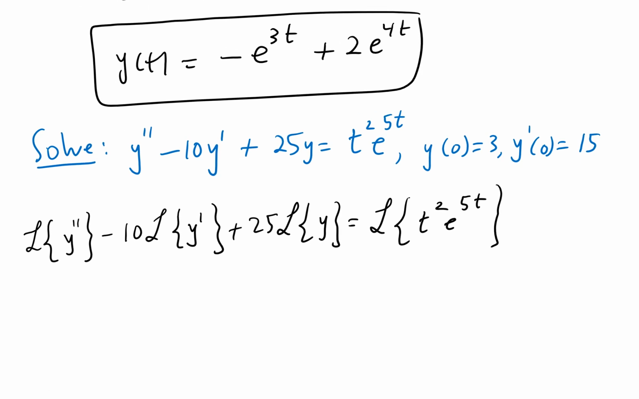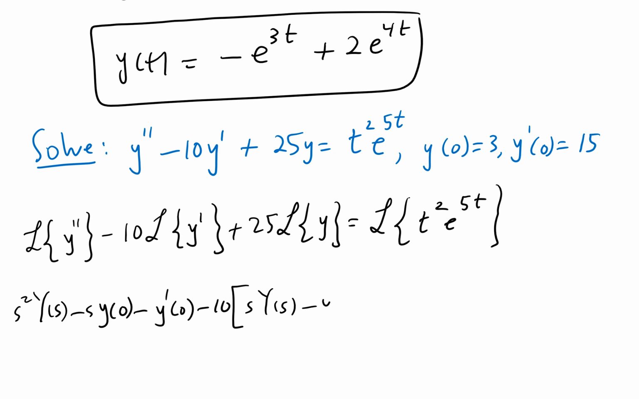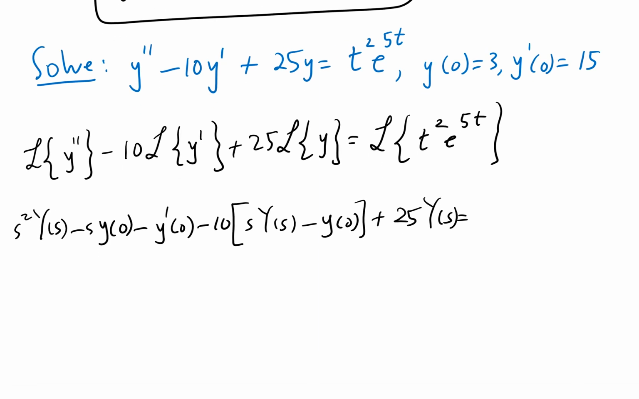Now, the Laplace of y double prime, we told you earlier, is s squared capital Y of s minus s y of 0 minus y prime of 0, minus 10 bracket, the Laplace of y prime, which is s capital Y of s minus y of 0, plus 25 capital Y of s. Now, how do we find the Laplace of the right-hand side? I'm going to do that on the side.